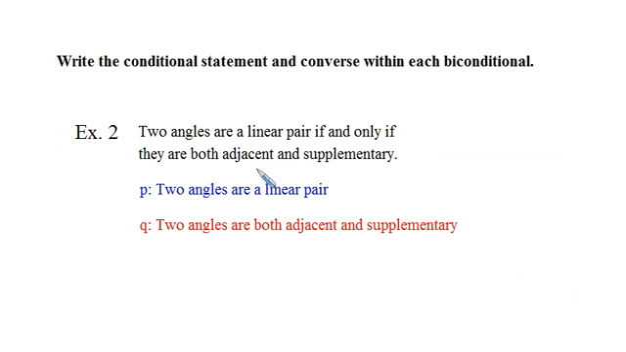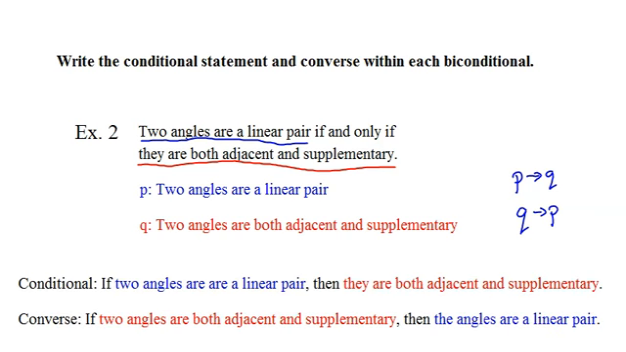All right, so here's example 2. Write the conditional statement and converse within each biconditional. Once again, we have the biconditional statement: two angles are a linear pair if and only if they are both adjacent and supplementary. Once we have identified our P and Q statements, we can then just write our P implies Q and our Q implies P. So you can see that we've done that here.